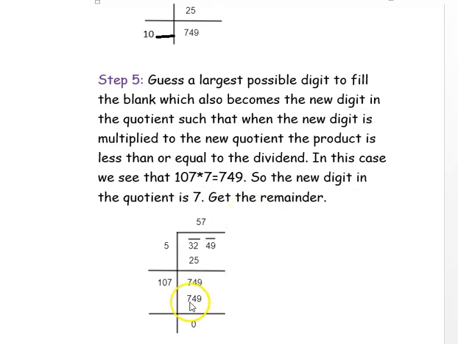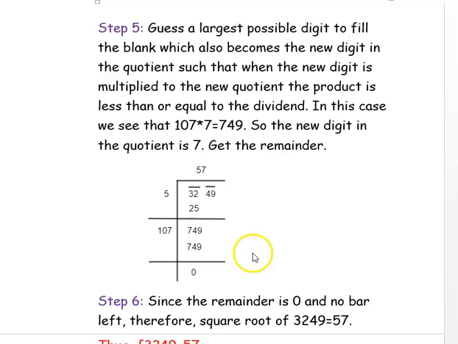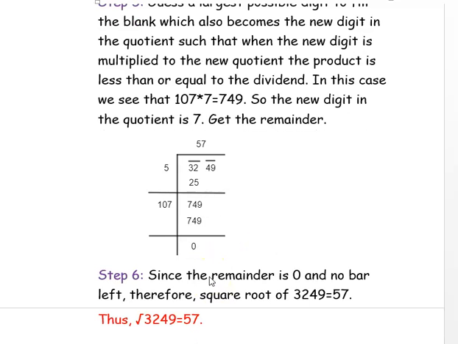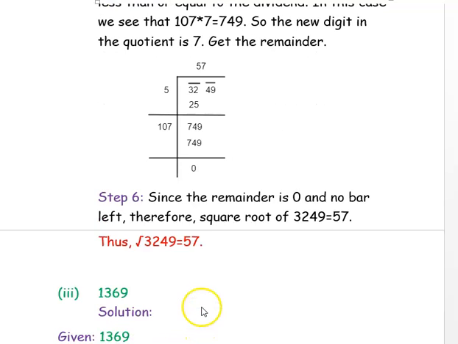So I am writing this 749 here, and I am subtracting 749 minus 749, it is 0. Now I have to look for any next bars. Okay, so there is no pair here. So it's the last step and we can conclude that the square root of 3249 is 57.